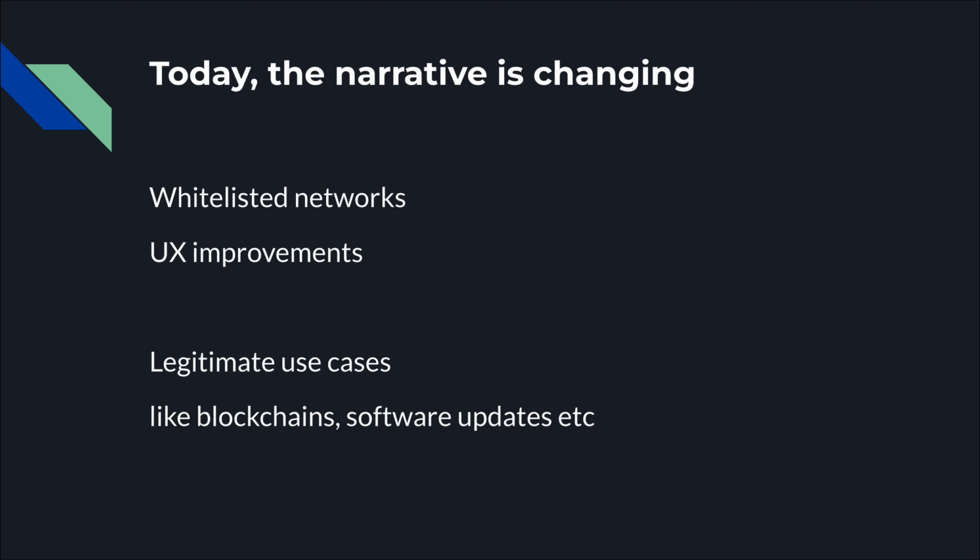But over time, the narrative about P2P is changing. This is because some P2P networks nowadays operate as whitelisted networks where you can have some sort of control over the entity running the network. And besides that, the user experience of using P2P networks has also improved greatly. Overall, the legitimate use cases have started to dominate the illegitimate use cases, like P2P networks are being used in IoT or in CDNs and mostly in blockchains. They are also being used to distribute software updates much more efficiently.